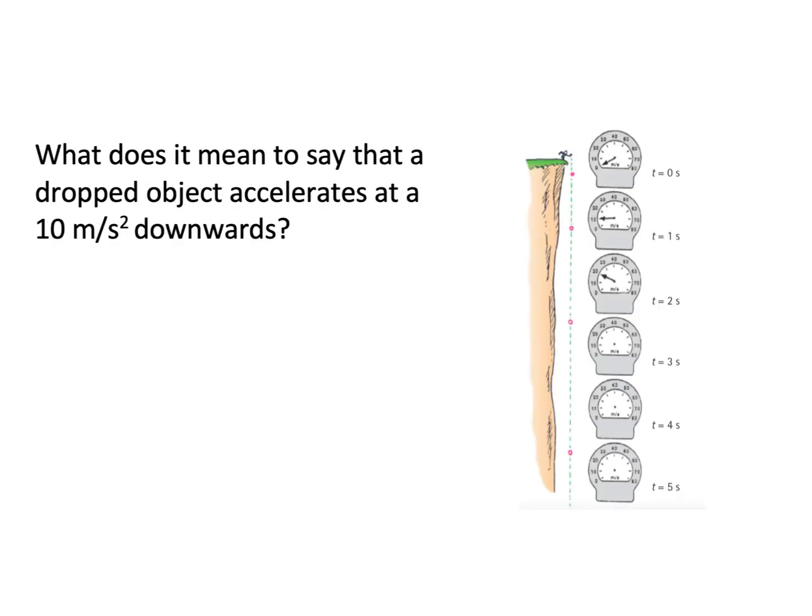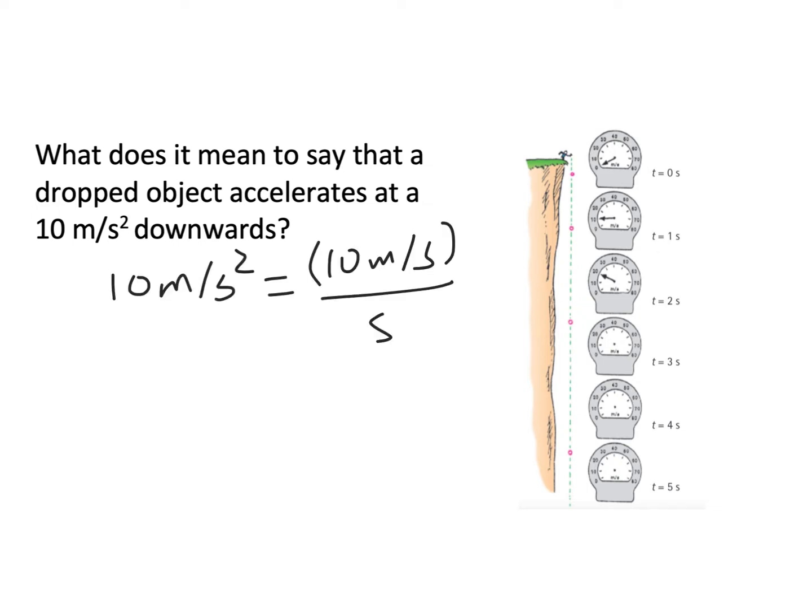But what does that mean to say that a dropped object accelerates at 10 meters per second squared downward? Again, what it means is that the velocity increases by 10 meters per second every second. So if you remember, we can write it out like this: 10 meters per second squared equals 10 meters per second every second. So here's an image of somebody, they've dropped a ball or something off of a tall cliff, and you can see every tick of the clock, the ball is traveling further and further. That means it's going faster and faster.